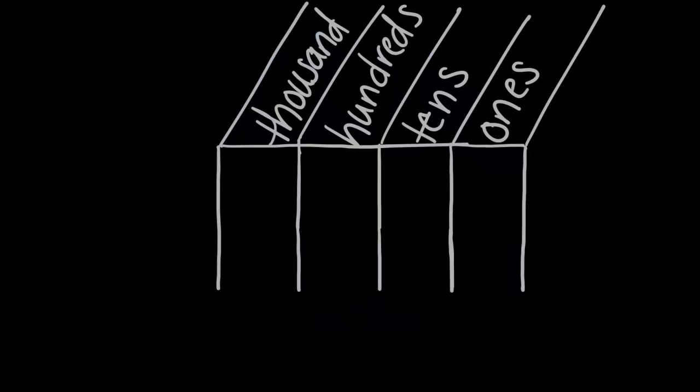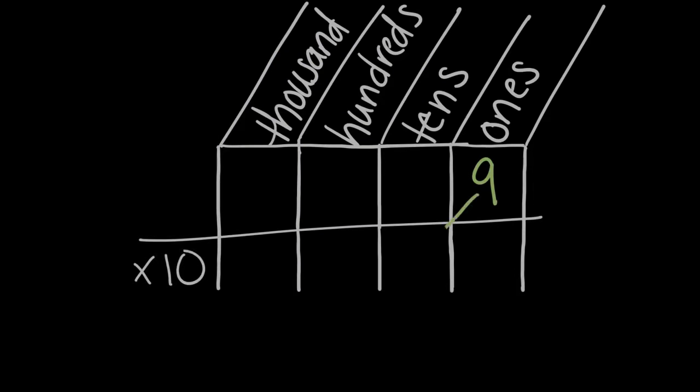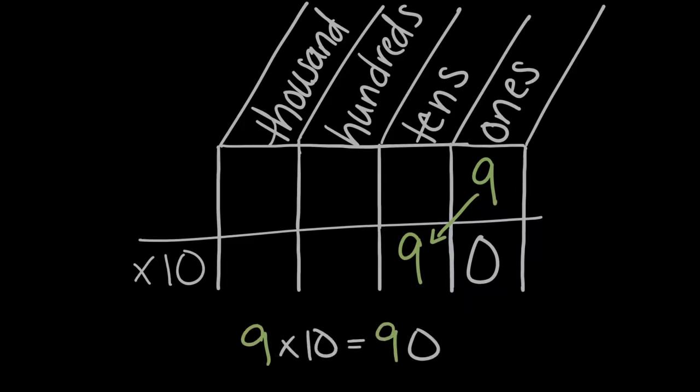Here we have a place value chart to use that earlier example when we had 9 ones and we multiplied it by 10. Our 9 moved one place value to the left. It moved up to the tens. Now we had 9 tens. And we filled in a 0 here because there were no ones left. There were 0 ones left. And so we saw that 9 times 10 was equal to 90. So again, it's the same as adding a 0 at the end, but we're looking at it another way.